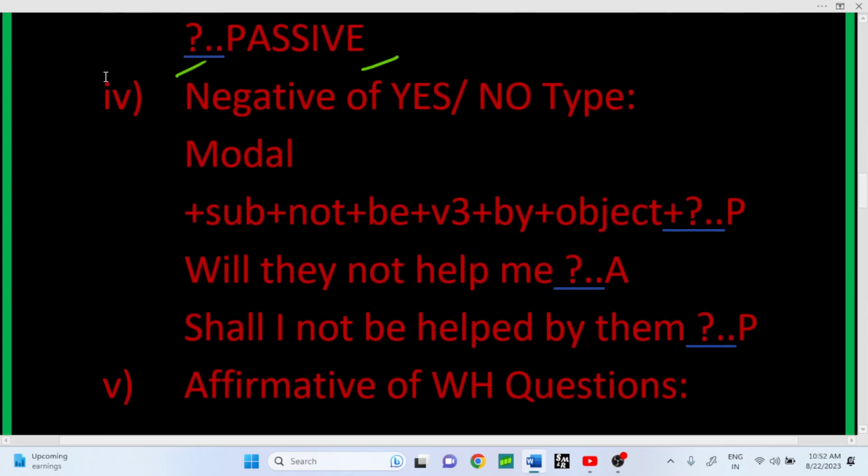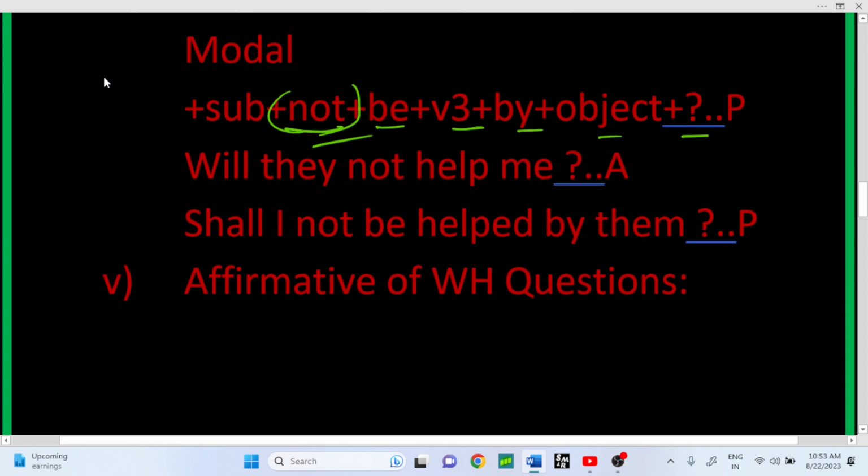Negative of yes-no type question. It's very easy to remember. The structure is just like the affirmative of a yes-no type question, but there was no "not" there, and here is the "not". Modal, subject, not, third form of the verb, by, object, and at the end of the sentence there will be a question mark. Will they not help me?